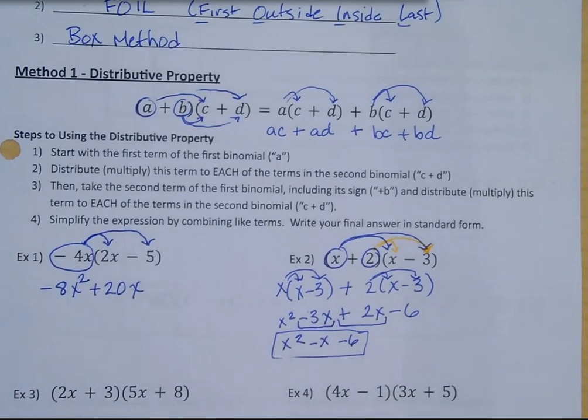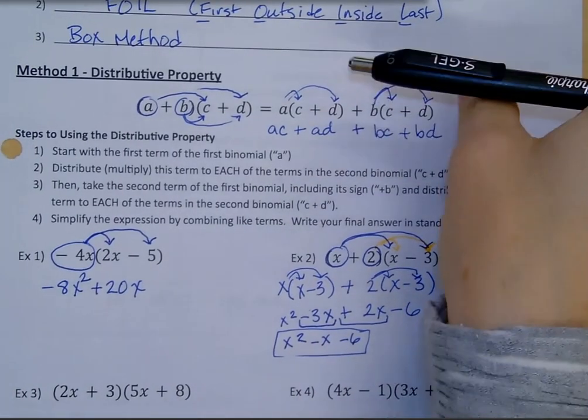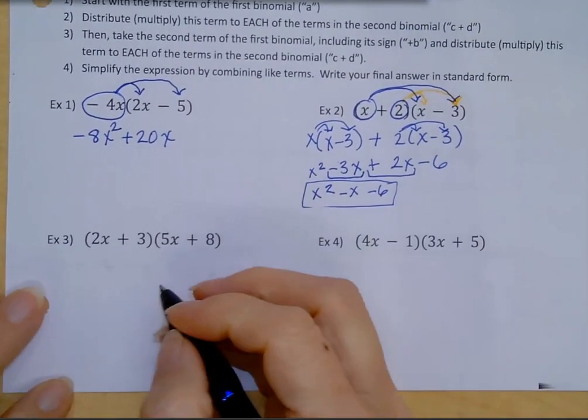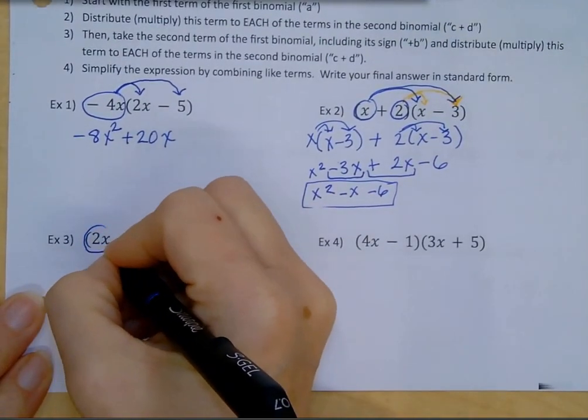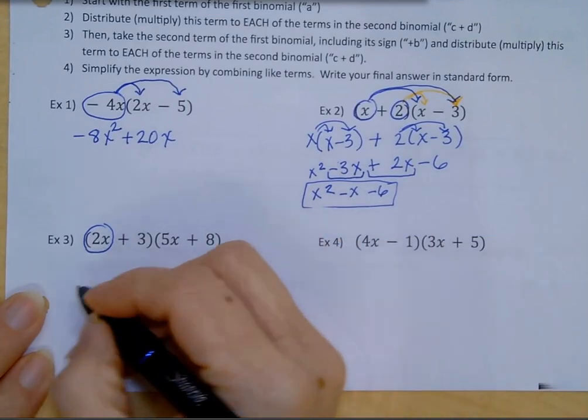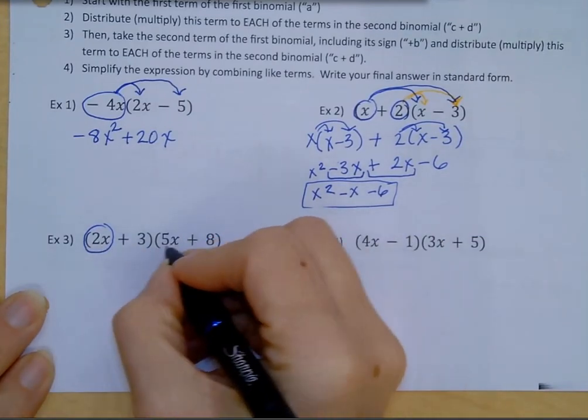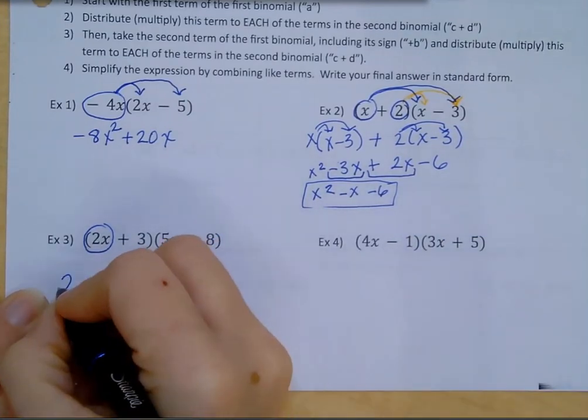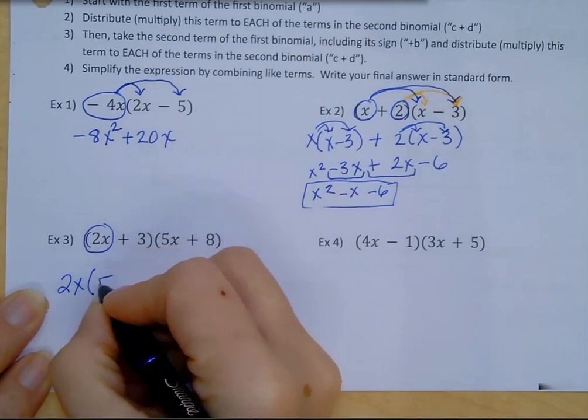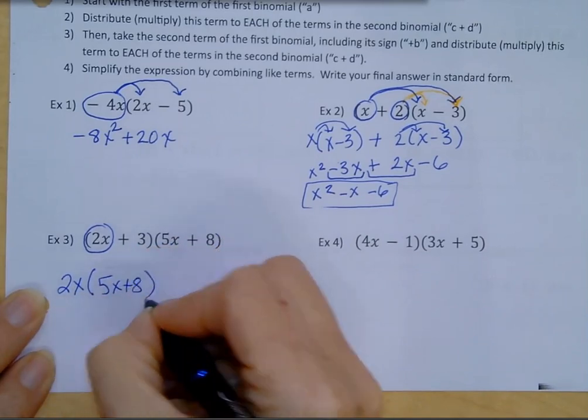Okay, so we've just multiplied two binomials together using the distributive property. Let's do this again. Okay, remember I take the first term of my first binomial, and I'm going to multiply it times the second binomial. So I'm going to say it's 2x times 5x plus 8.